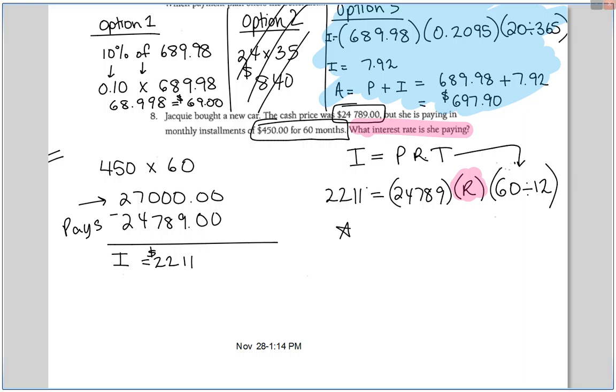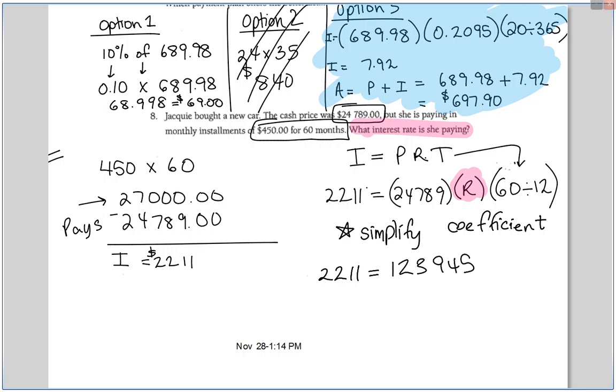Now I'll put a little note on here. Simplify coefficient. You know that word, coefficient? It's the number beside the variable. 2211 equals. How to simplify the coefficient? 24,789 times 60 divided by 12. It's 123,945 R. How to solve for R? We already did this. Divide the coefficient on both sides.